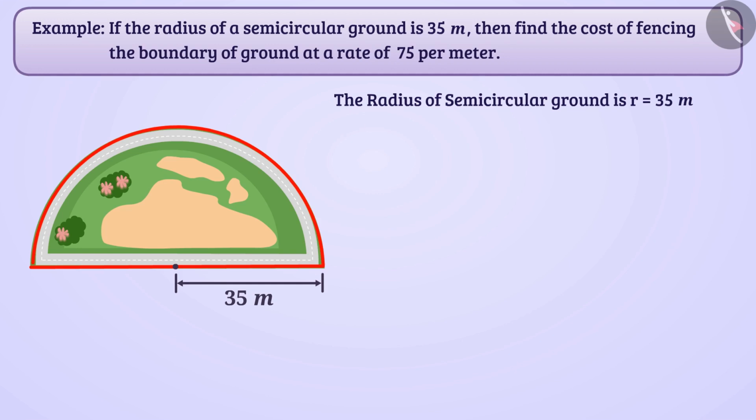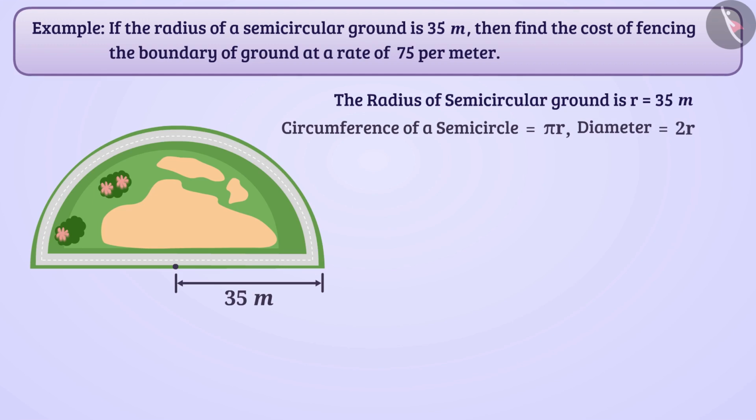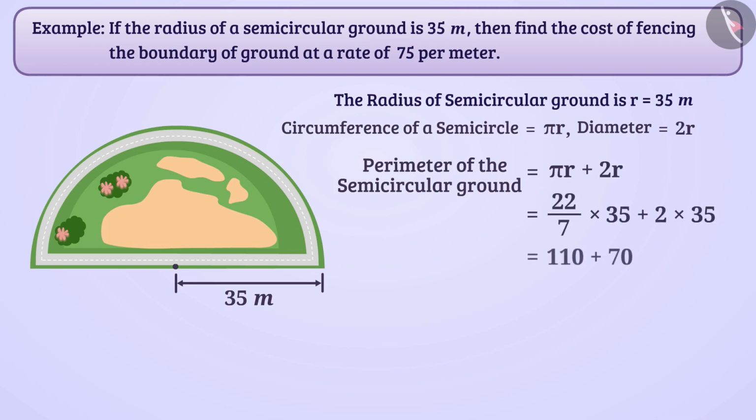By looking at the figure, we can say that to find the perimeter of this ground, we have to add the circumference and length of the diameter of the semicircle. We know that the circumference of a semicircle is pi r and the diameter is twice the radius 2r. So we can say that the perimeter of semicircular ground is pi r plus 2r. By putting all the values in the formula and simplifying it, we get the perimeter of semicircular ground as 180 meter.